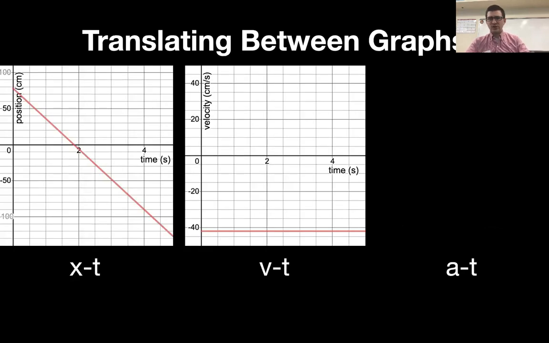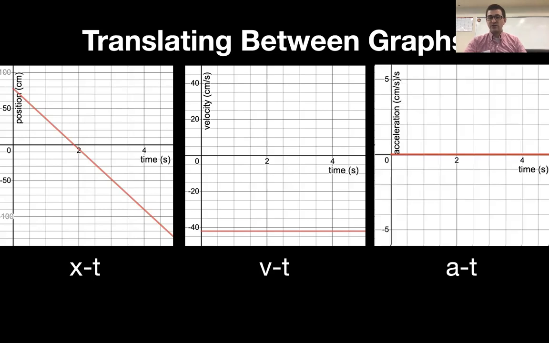So kind of last thing I want to do today is we know that the slope of a VT graph gives us the acceleration, and the slope of this velocity versus time graph is 0 for the whole time. So if we wanted to make the acceleration versus time, or AT graph, it would just be a whole bunch of zeros for the whole time.